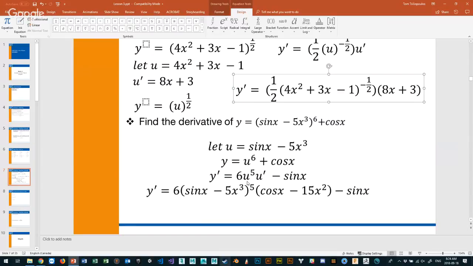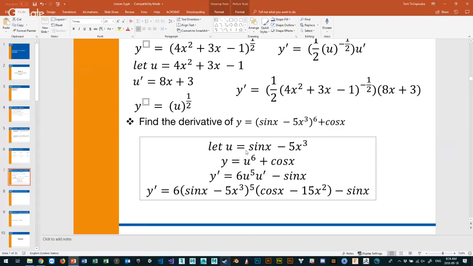Y prime then is 6 u to the 5 times u prime minus sine x. Why minus sine x? Because cos x becomes negative sine x, which is up here. And then you sub in what you know, you sub in u and u prime. Now I didn't make a u prime, but if I was going to, it would be just cos x minus 15x squared. That's what u prime is down here. So you sub in there, and then that's your answer.